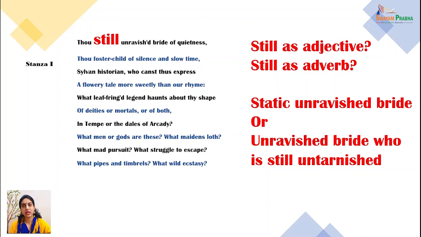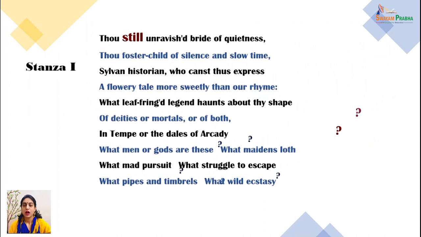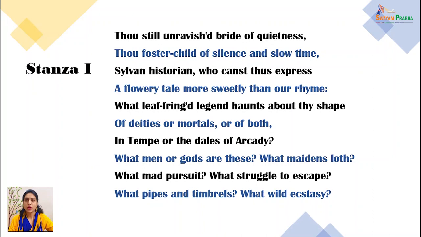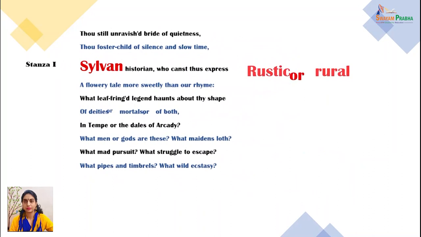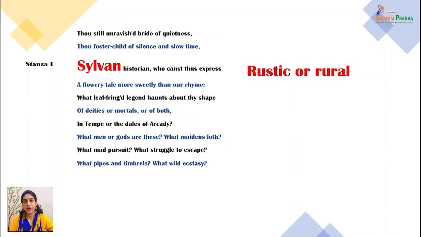In the next line, he calls it a foster child of silence and slow time. It also could imply that the artist might have worked in silence very slowly to carve this piece of art. Thus, it is a foster child. And then in the third line, he calls it a sylvan historian. Sylvan here means rural or rustic, who can express a flowery tale more sweetly than our rhyme.